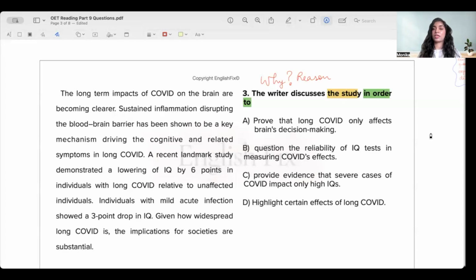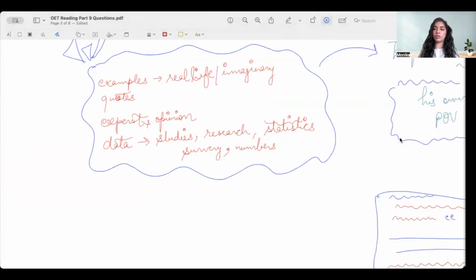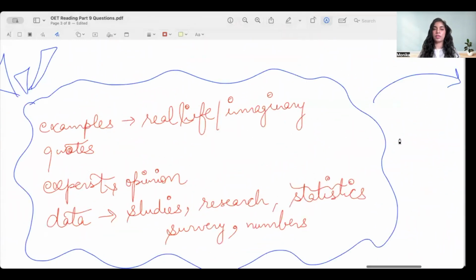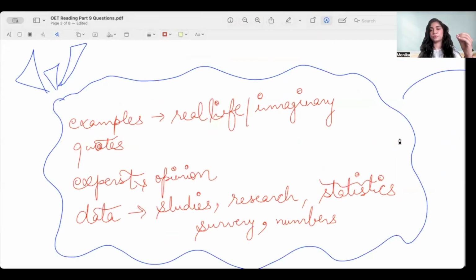But if you want to understand why I say what I say, then you have to understand a couple of things here. First of all, please understand the writer cannot just use study. The writer can also use any kinds of examples, any kinds of expert's opinion, any kind of data, which basically includes studies, research, statistics, surveys, any kind of numbers, 3 million people here, 2 million people there, any kinds of things a writer can use to do a certain thing.